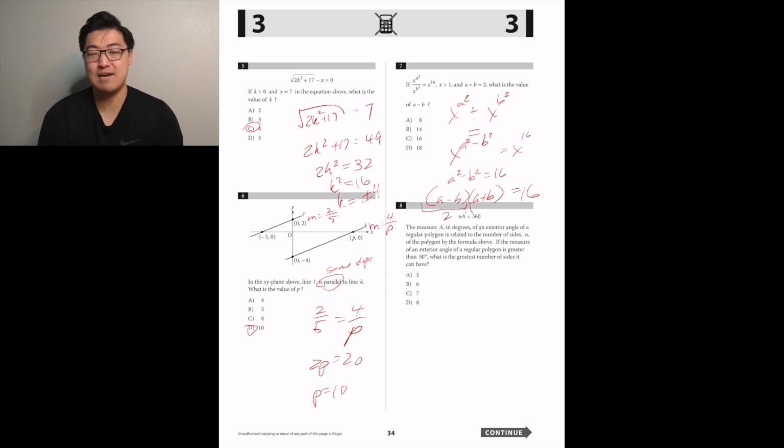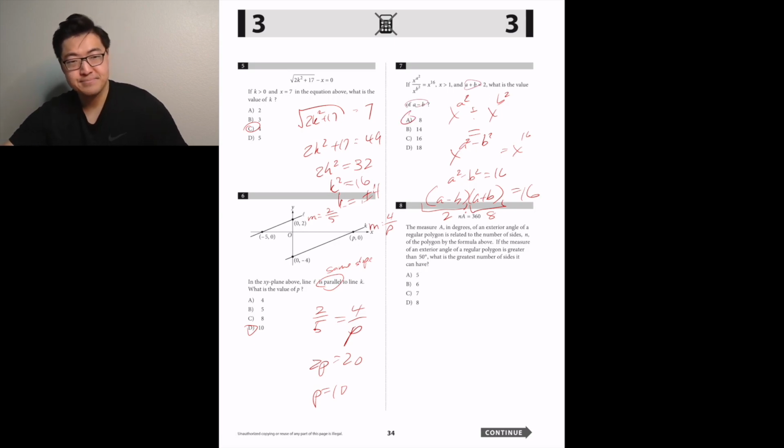Look at the clues that they gave us in this question, by the way. There's an a squared, b squared in it. There's a plus b and a minus b sprinkled in the direction. It's screaming difference of squares.